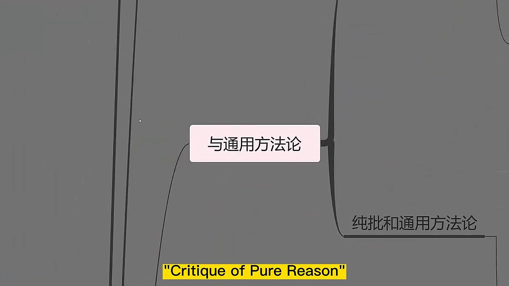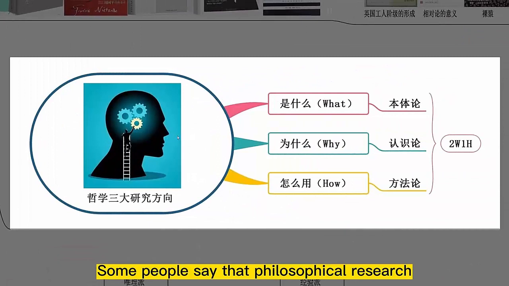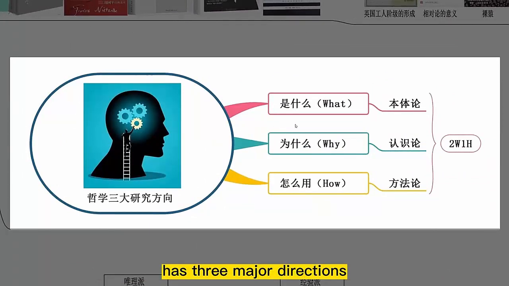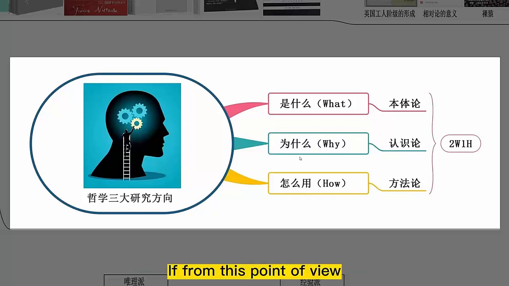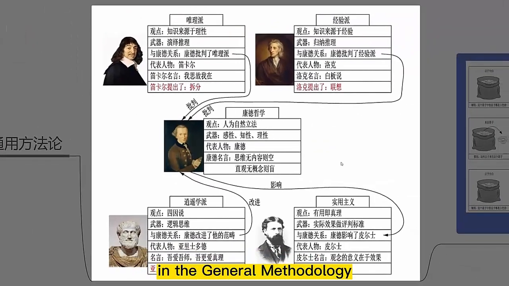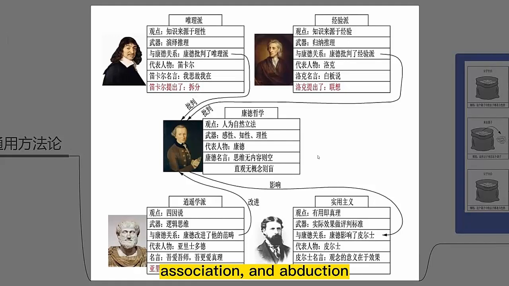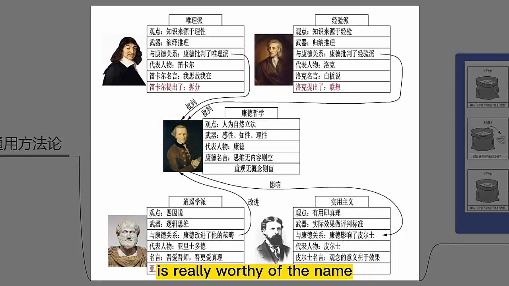Chapter 2, Critique of Pure Reason and General Methodology. Some people say that philosophical research has 3 major directions, including what, that is ontology, why, that is epistemology, and how, that is methodology. The 3 directions correspond to the 2 W1H. If from this point of view, Critique of Pure Reason is the study of epistemology, then my general methodology is the study of methodology. There are 4 philosophical methods in the general methodology: splitting, analogy, association, and abduction, and these 4 methods can be linked through Kant, and Kant's analogy of reservoir is really worthy of the name.